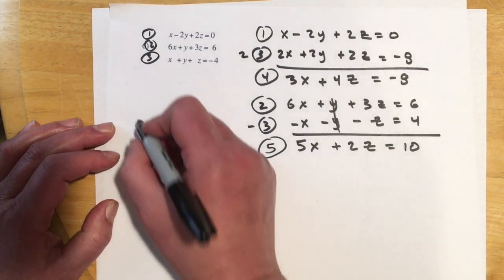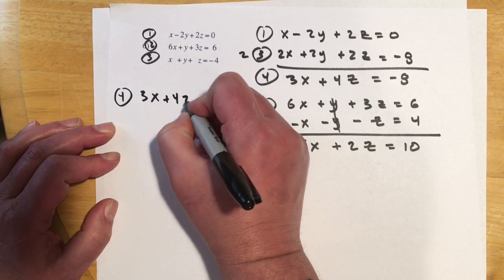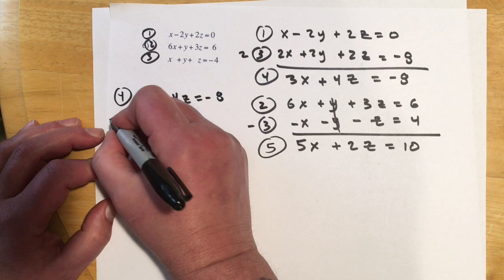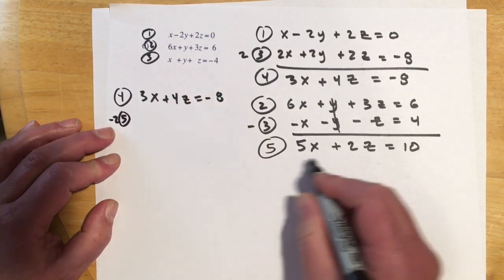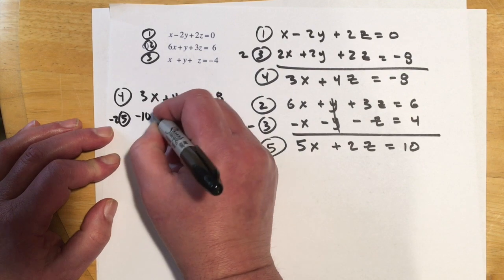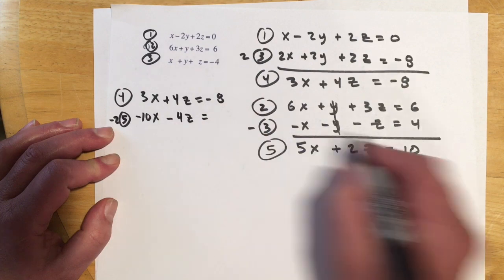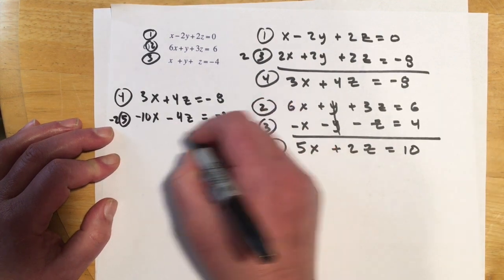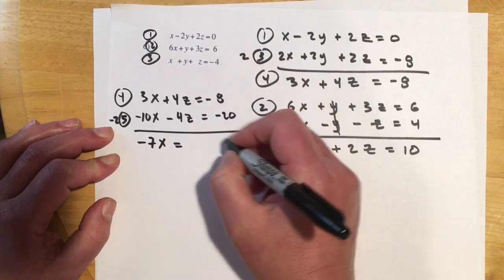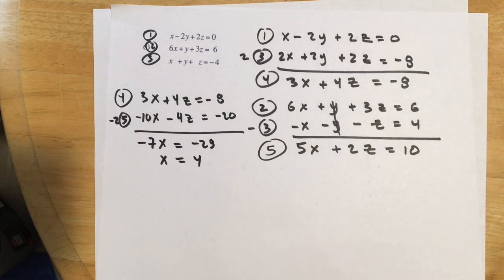So I think I will do equation 4, 3x plus 4z equals negative 8, and then I'm going to go negative 2 to equation 5. And that'll get me a minus 4z here. So negative 10x and minus 4z equals negative 2 times 10 would be negative 20. So negative 7x equals, that drops out, negative 28, and x equals 4.